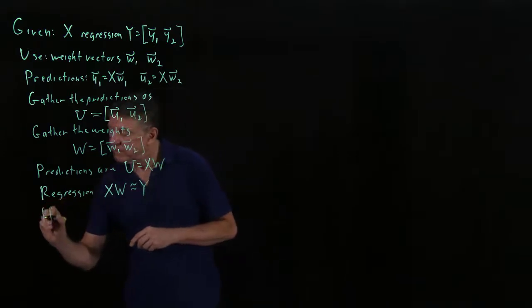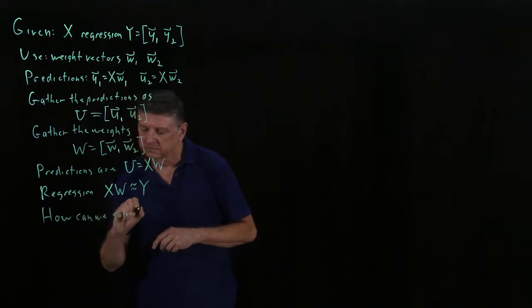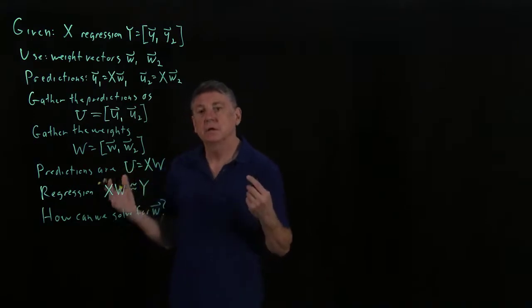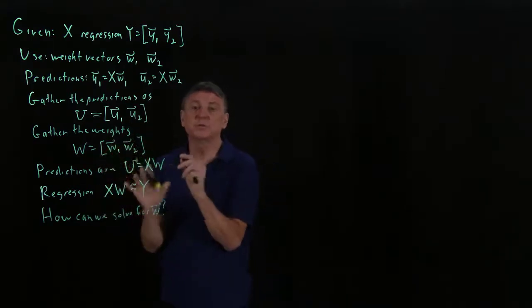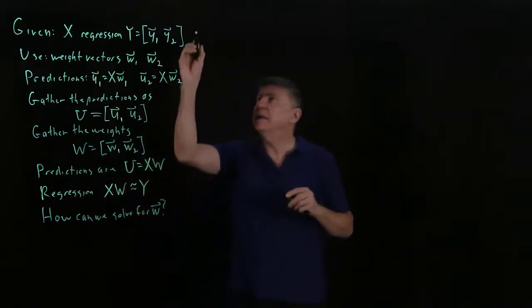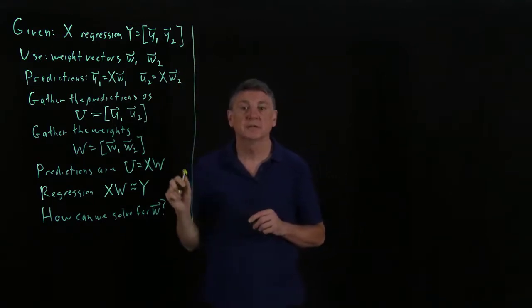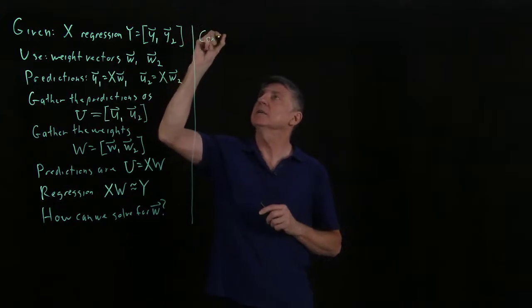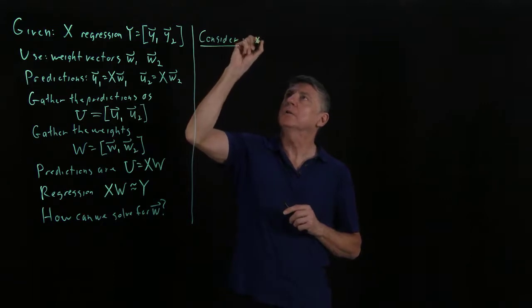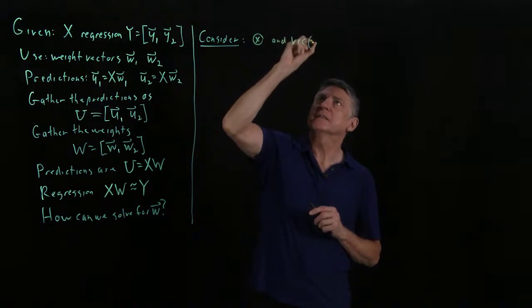So the question is, how can we solve for W? And yes, we could divide this into two problems and solve for W1, W2, and then gather them together. If we use the material from the previous sessions, we can solve this a different way. So let's consider the Kronecker product and the vectorization function.